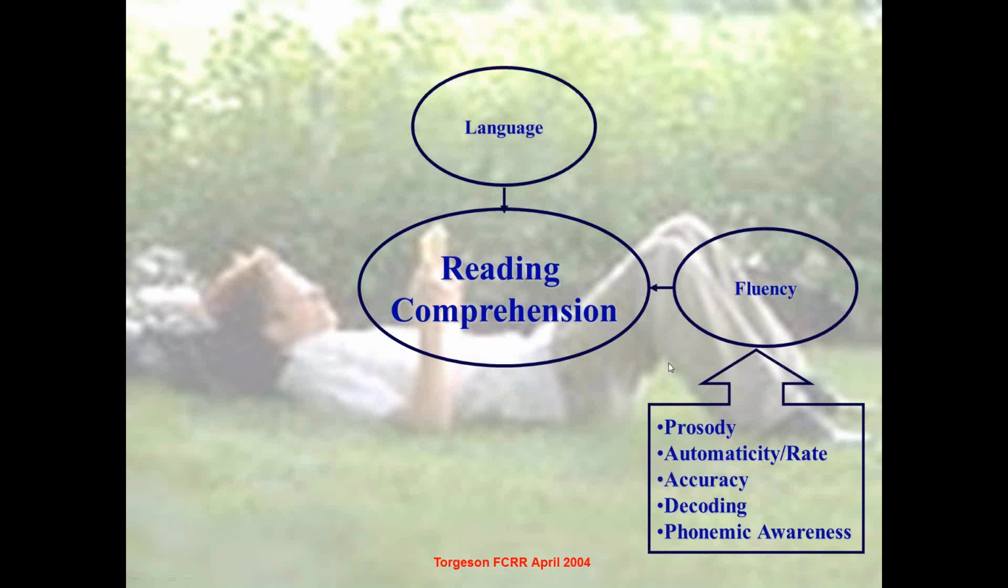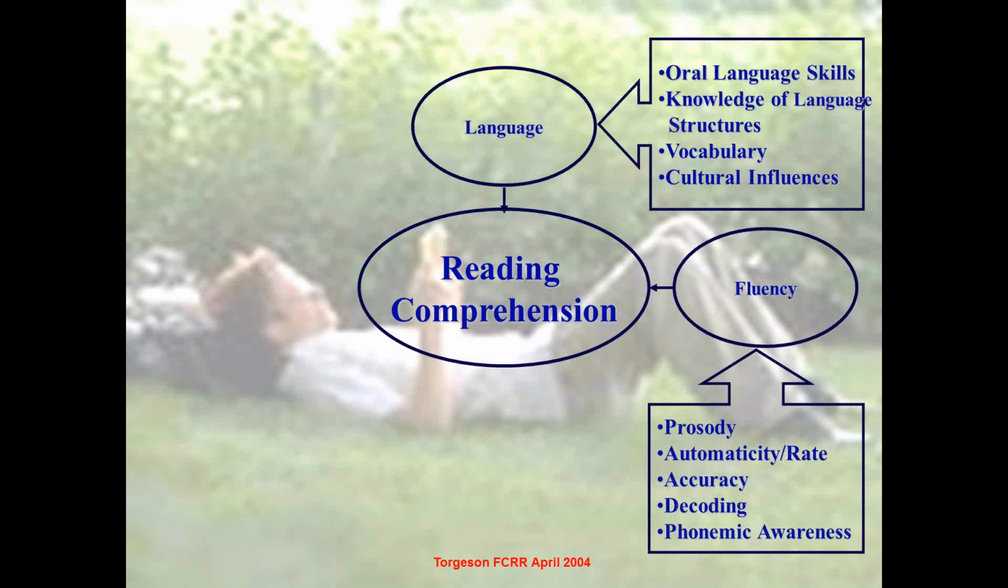So what is reading comprehension then? Reading comprehension looks at a child has to have intact language skills, which means their oral language, the knowledge of language structures, vocabulary, as well as cultural influences. And we talk about English language learners and non-native English speakers. Reading comprehension assumes that students have fluency. What does that mean? It means that the student can read fast enough to make meaning from text.